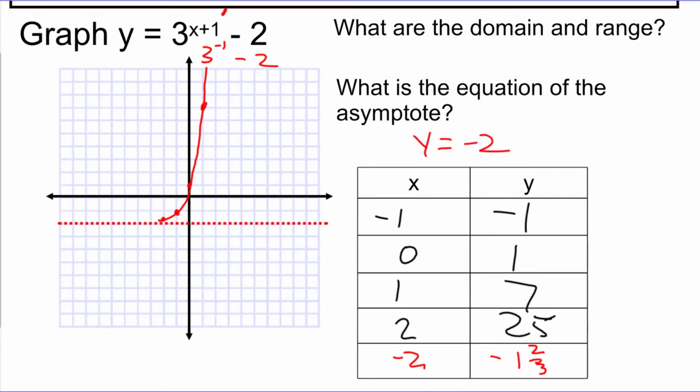So I can look at my graph now, and I know that it's going to flatten out along this asymptote. It's going to go right along the edge. It's never going to go below it. And this would be a good, accurate graph of my equation, right?